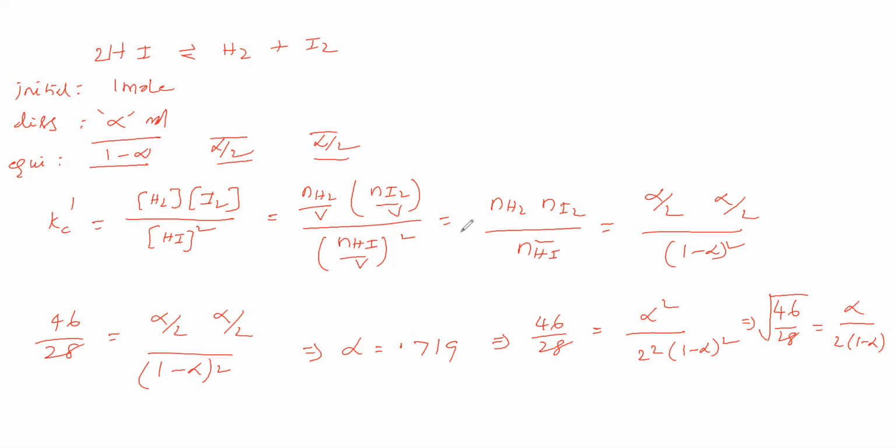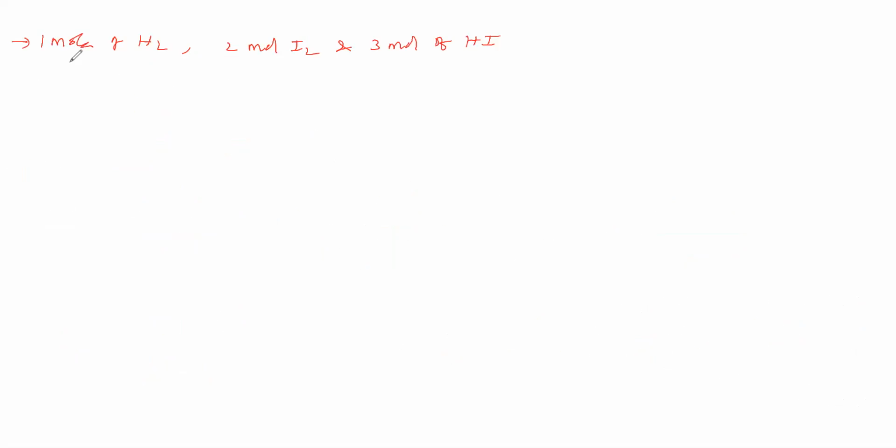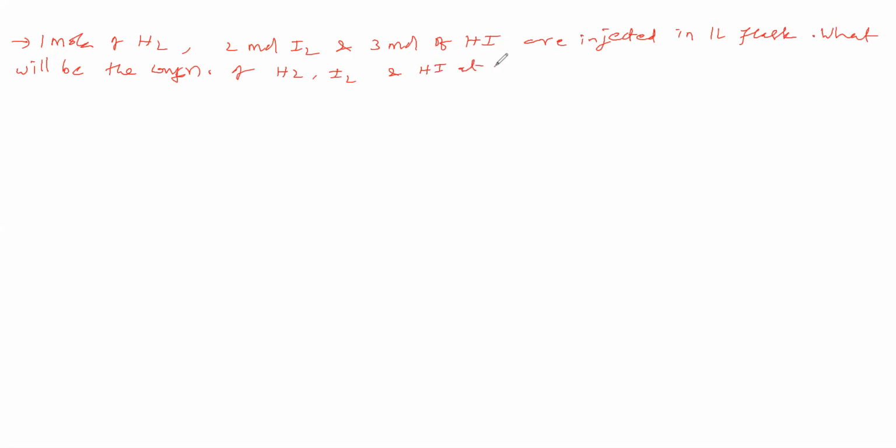So we'll go to the next sum. 1 mole of H2, 2 moles of I2 and 3 moles of HI are injected in a 1 liter flask. What will be the concentration of H2, I2 and HI at equilibrium at 500 degrees Celsius?